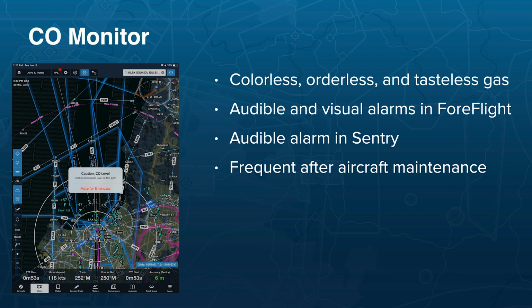So the Sentry device has a carbon monoxide sensor in it, and then it has an audible alarm as well as a status light on the device. So if you have a high level of carbon monoxide, the audible alarm will go off, as well as an alarm and a visual alarm within ForeFlight.